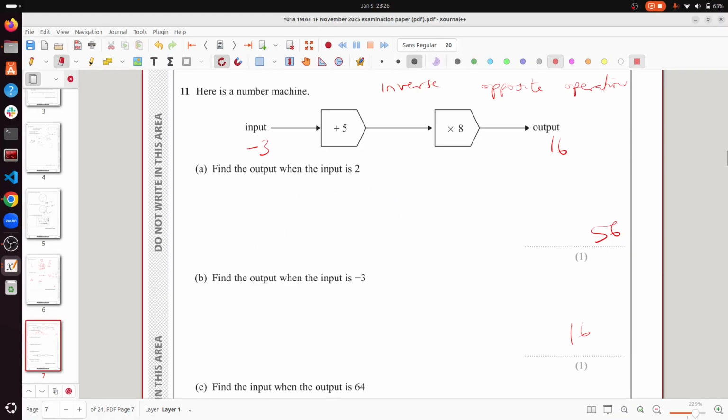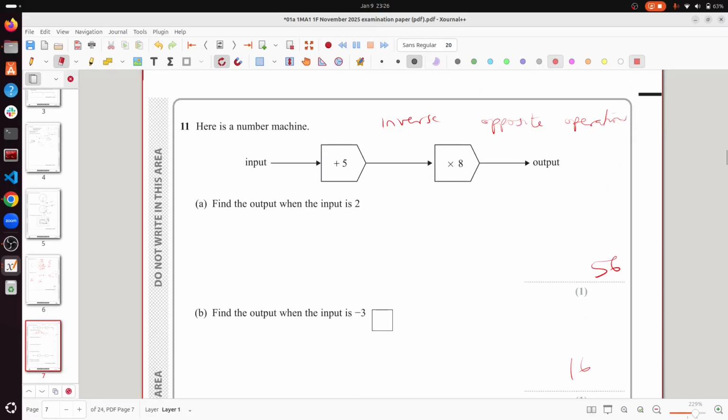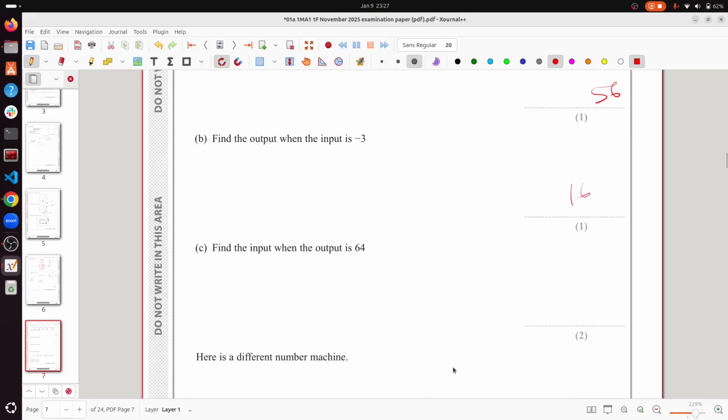I'm going to clean this off. Then find the input when the output is 64. So in this case, you're working backwards now. We have an output of 64. Going backwards, the inverse or opposite operation to multiply by 8 is divide by 8. So 64 divided by 8 gives us 8. And the inverse of adding 5 is subtracting 5. So 8 minus 5 gives us an input of 3.